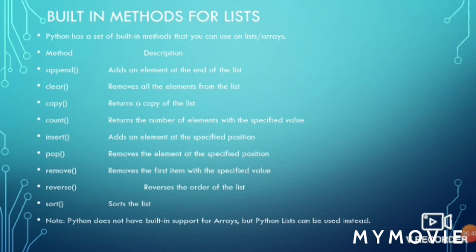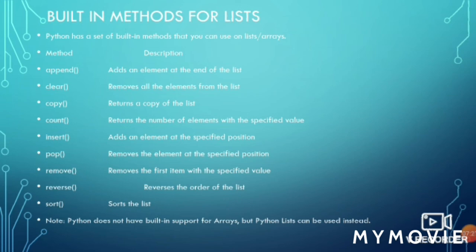And here are some built-in methods for lists that you must revise. First is append. It adds an element at the end of the list. Clear removes all the elements from the list. Copy returns a copy of the list. Then count returns the number of elements with the specified value. Insert adds an element at the specified position. Pop removes the element at the specified position. And remove removes the first item with the specified value.